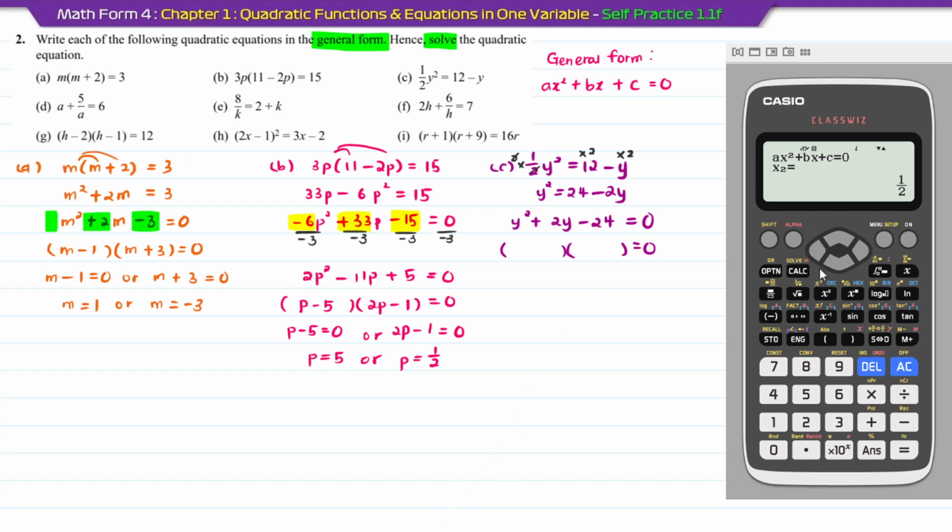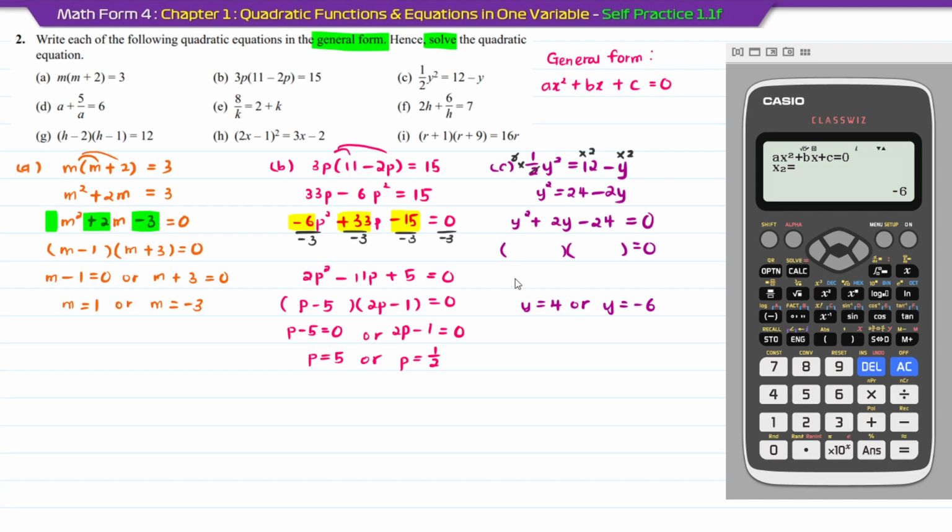Now, using your calculator, press the AC button again to go back to the quadratic functions menu. So press 1 for the A, press 2 for the B, and then press negative 24 for the C. So press equal button again. So it's going to give you the first value of y. In this case it is equal to 4, or the second one is y equal to negative 6.